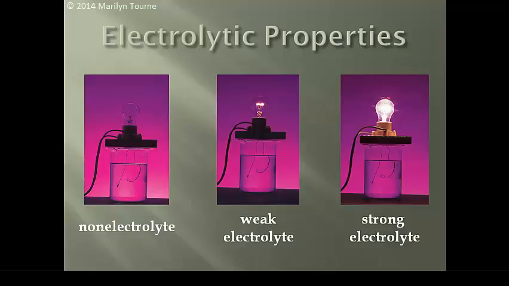An example I can give for a non-electrolyte is sugar. When you dissolve sugar in water, nothing happens to the sugar. All right, sugar stays as sugar. It does not dissociate into ions. Therefore, the light bulb will not light up because there is no complete circuit there, because there are no ions flowing from electrode to electrode.